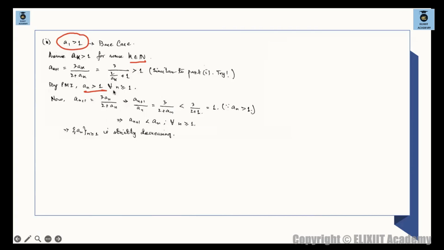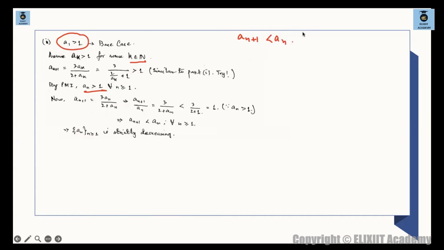Clear? So AN plus 1. Similarly, we find out what AN plus 1 is. Now next, what do we have to prove? We just proved that AN is more than 1, given that A1 is more than 1. So next, we have to prove that AN plus 1 is less than AN.